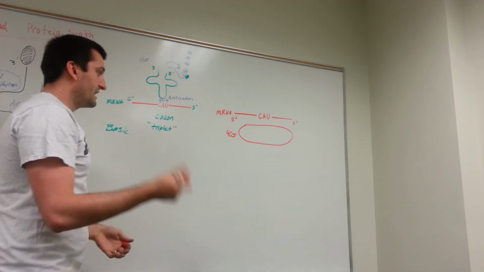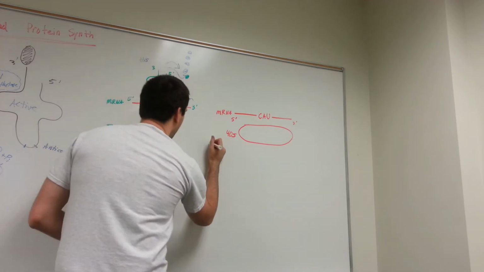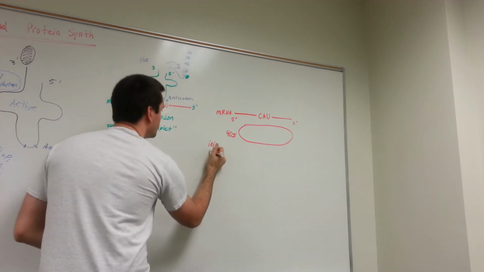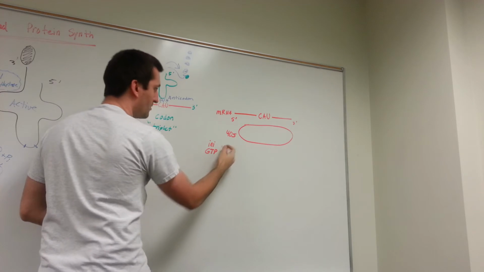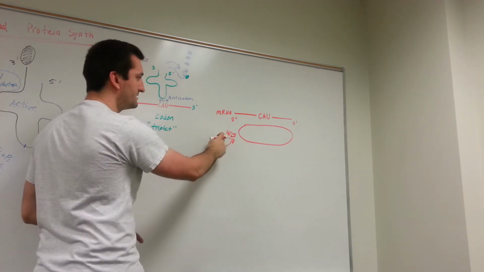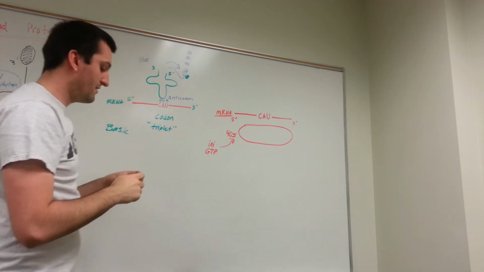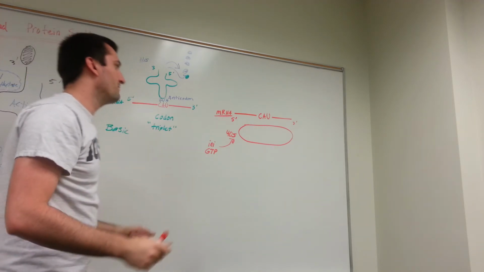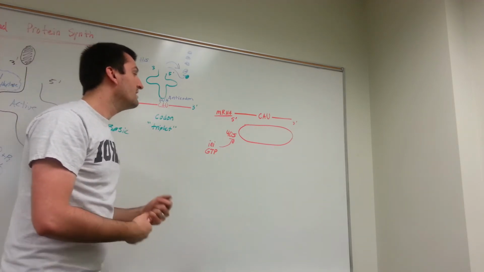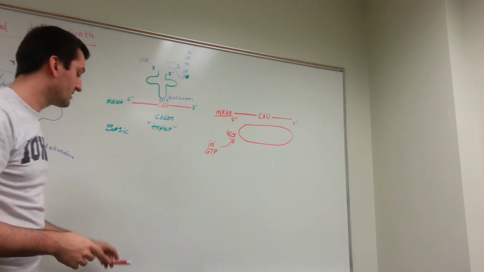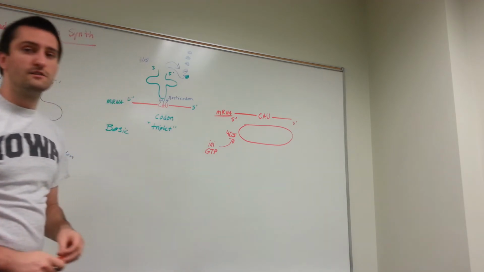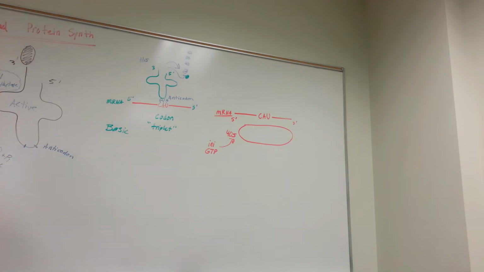Initiation factors and GTP are both required for this 40S subunit to bind to our mRNA sequence. The mRNA sequence is going to be our messenger RNA, and it's going to be the longest. They're going to be long, long codes. So we've got our initiation phase.